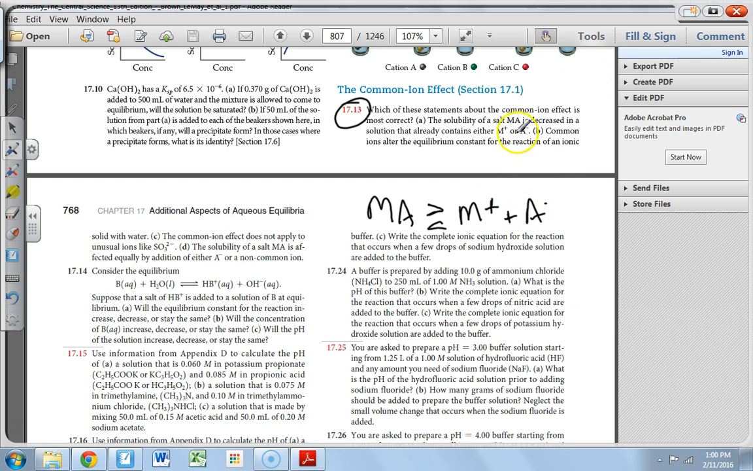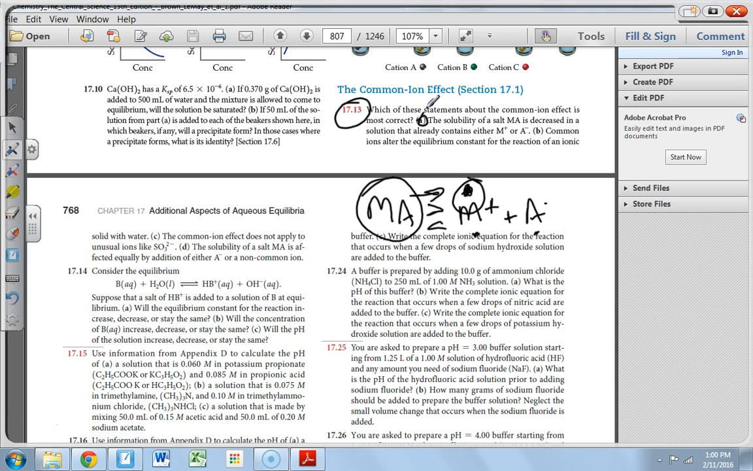So here's what we're going to do. It says the solubility of a salt MA is decreased because we already have some of this in here. Because there's already some in here, it's almost like a Le Chatelier's principle problem. When we add MA, it's not going to make as much of the M or the A when it dissolves because there's already some of this in here. So this isn't going to shift to the right as much. So this A seems like it's okay. I don't know if that's the most correct, but that seems like it's okay.